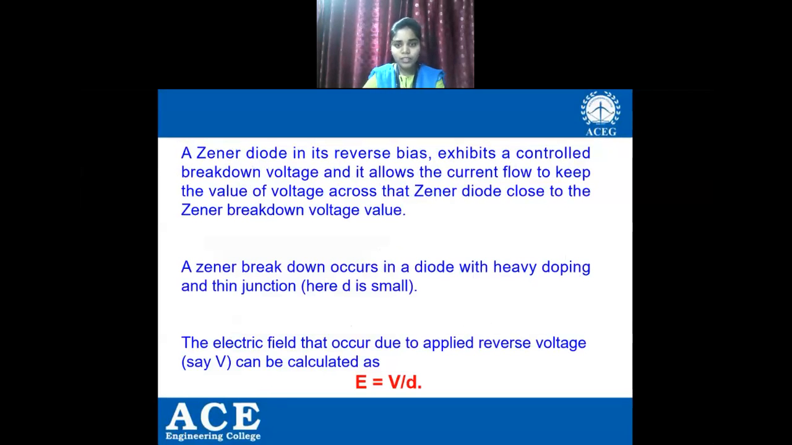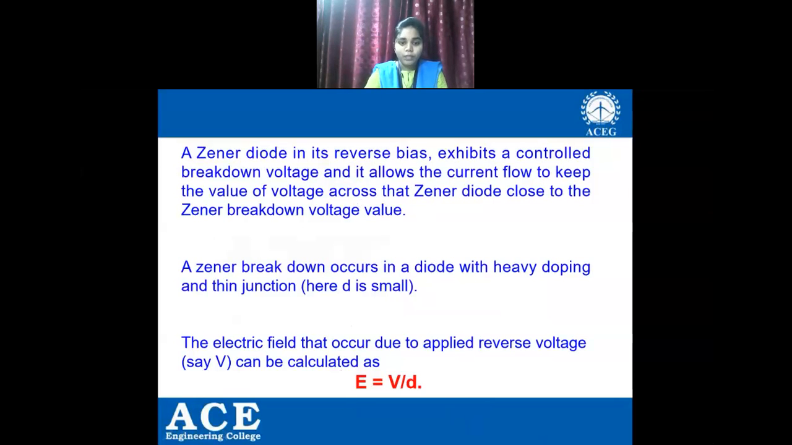Now, this is what I just said. A Zener breakdown occurs in a diode with heavy doping and a thin junction, right? Whereas in our PN junction diode, what is going to be happening? It has light doping and the width of the depletion region, that is D, is more. Now, a Zener diode in reverse bias exhibits a controlled breakdown voltage and allows the current to flow to keep the value of voltage across the Zener diode close to the Zener breakdown value.